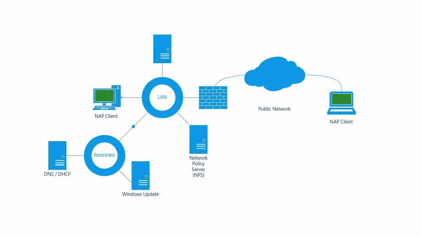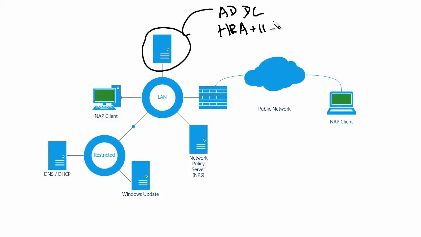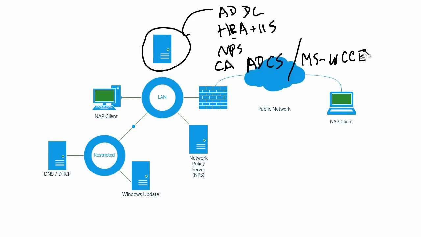The last technique is IPsec. Now, this requires a lot more stuff. On one or more servers, you need to have a combination of an AD domain controller, the health registration authority, which requires IIS, that's a Windows Server role, NPS, the network policy server, and you also need a certification authority. Now, this can either be Active Directory Certificate Services, or it can be any third-party CA that supports the Microsoft Windows Client Certificate Enrollment Protocol.